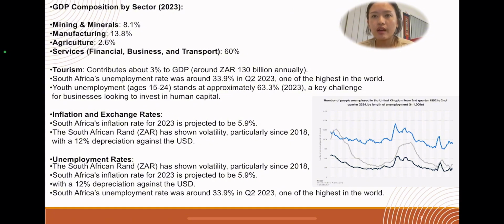However, unemployment is a major issue with the national rate of 33.9% in Q2 2023. Youth unemployment is particularly high at 63.3% for those aged between 15 and 24. Inflation has been relatively stable, averaging 5.9% in 2023, but the South African rand has faced volatility with a 12% depreciation against the US dollar since 2018. This creates additional risk for businesses engaged in international trade or with foreign currency exposure.